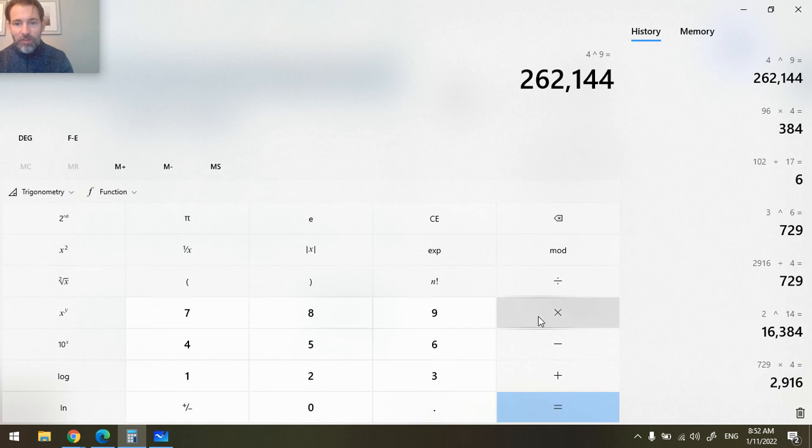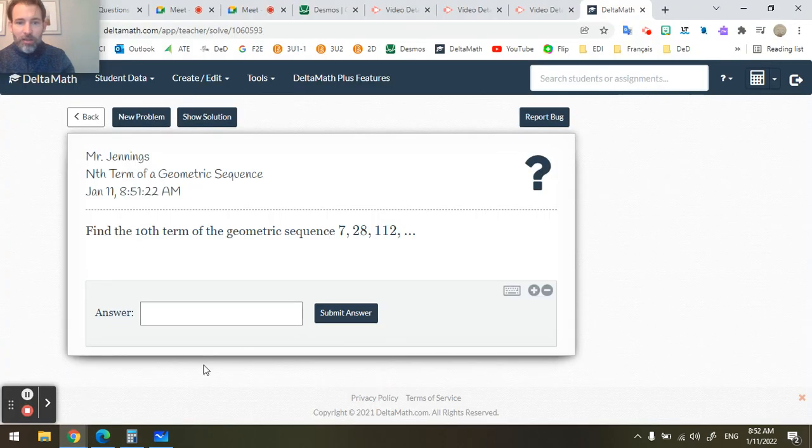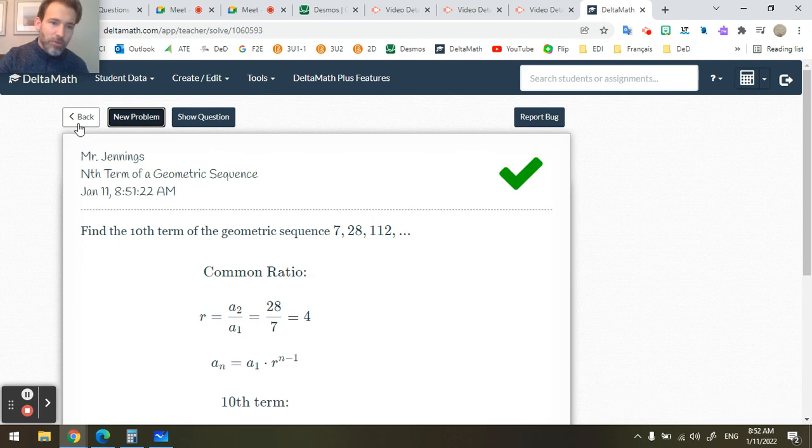Oh, that's cool. I'm loving this ever so more. And then I multiply that by 7 equals. And then I'm going to say copy this number and then go in here to Delta Math and paste that number. Submit it, enter. Yay! Okay, so that's how you do those.